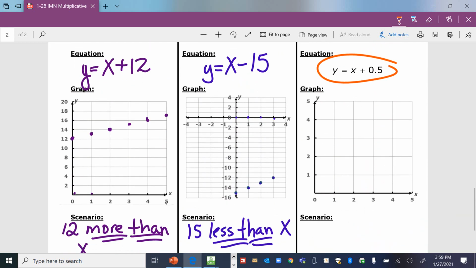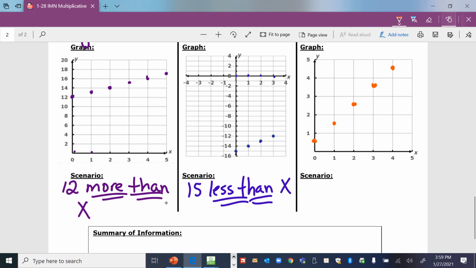Now on the graph, if I am adding 0.5 every time, 0 would start at 0.5. 1 plus 0.5 would be 1.5. 2.5, 3 gets 3.5, and 4 gets 4.5. So it looks like I'm right in the middle all the way through. And then let me get up here to the scenario. So we are adding, so we're just going to say 0.5. You can also say half. I have now, more than x. So you see the more than. That means we are adding.